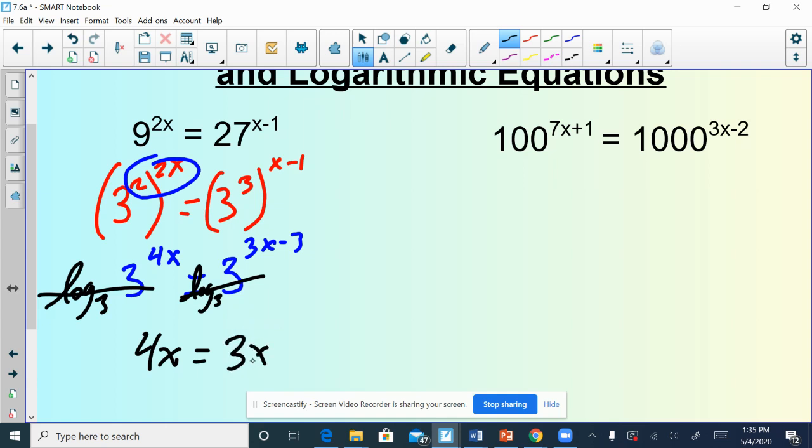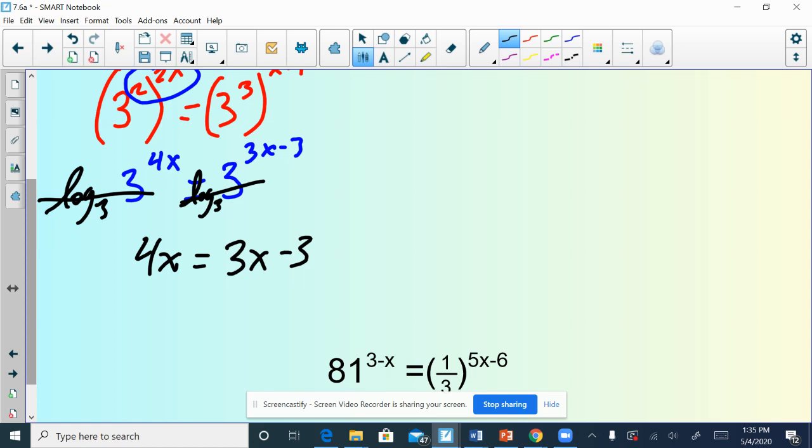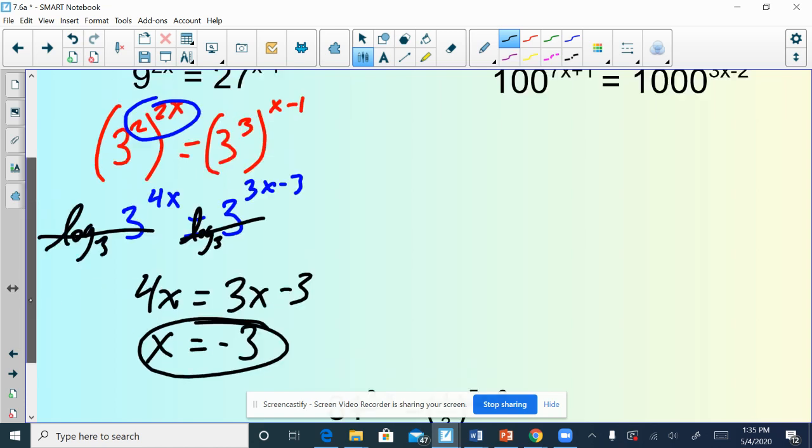Now I'd have 3x minus 3. Now I don't have any exponents. This is actually a fairly simple problem to solve. I would subtract 3x on both sides. Now I'd get x is equal to negative 3. Ta-da! Very exciting.